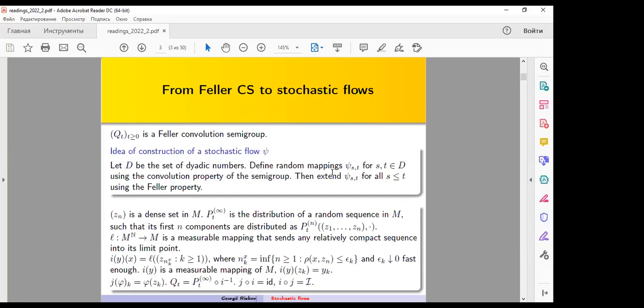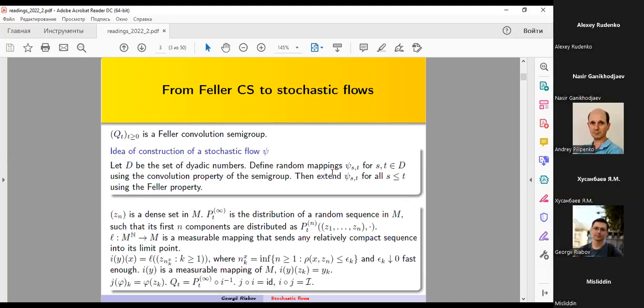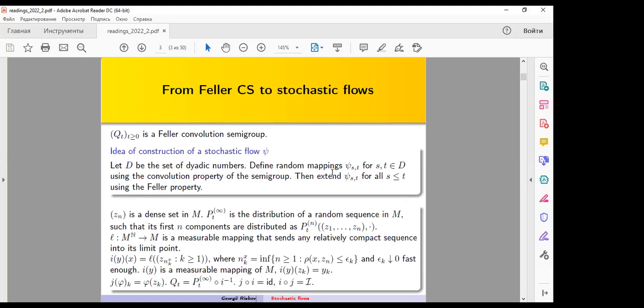So the idea of construction is the following. D denotes the set of dyadic numbers. First, we will define random mappings psi st for s and t dyadic, and then by some approximation extend psi to all s and t. To do this, let me recall some objects that we introduced last time.